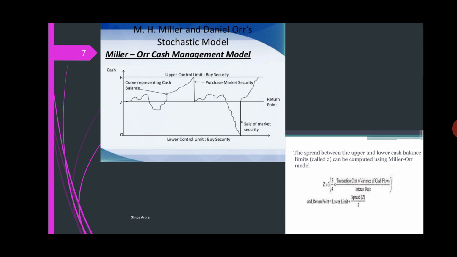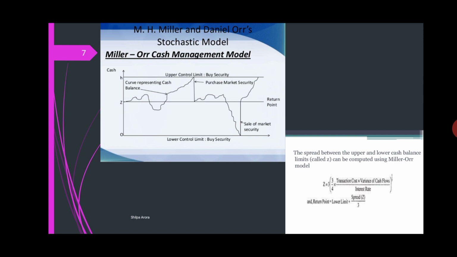The first step involves specifying a minimum cash balance, which comprises the lower limit for the cash. The second step means estimating the variability in future cash flows, which could be assessed on the basis of the past experience of the firm. The third step involves computing the spread as a function of variability, transaction cost and market interest rate. This spread is added to the lower cash limit in order to find the upper cash limit for the firm.